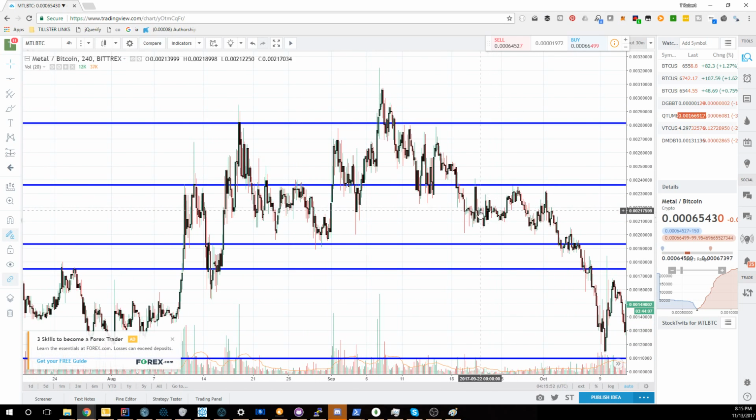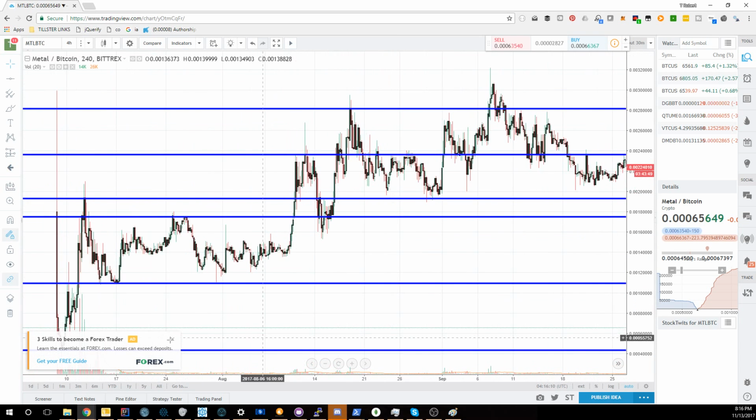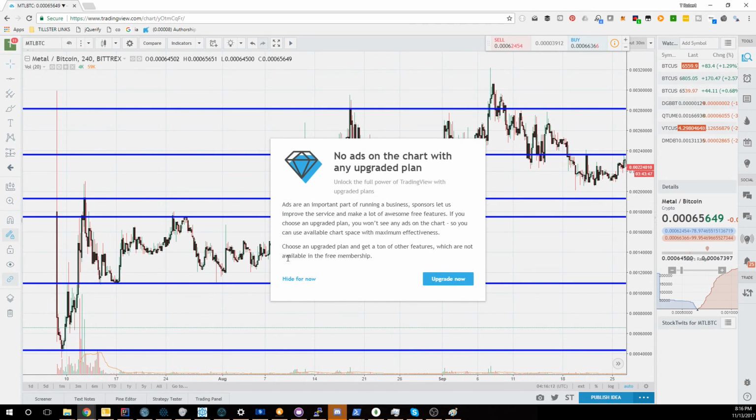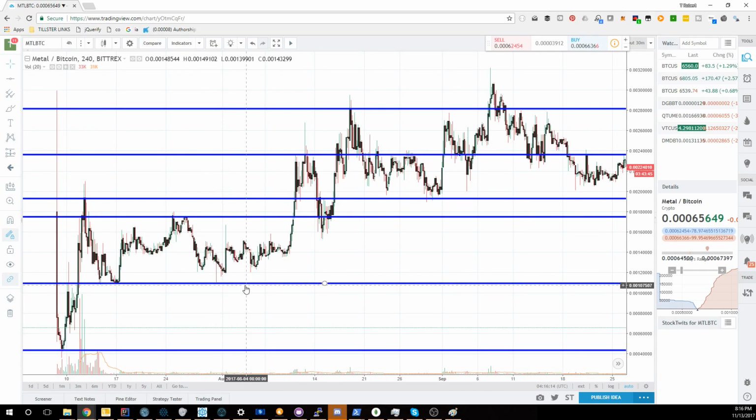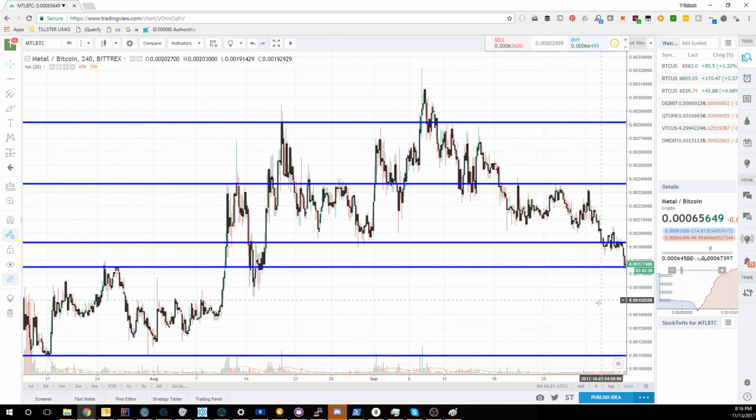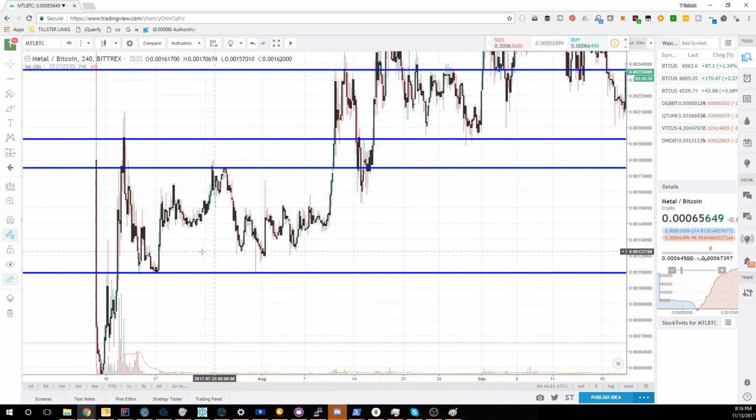Now, what happened later after that? Well, it came down and it broke through support. Support became resistance right here. Resistance. Came down, paused at the support level, busted through support. Where did it come down to? What's this line right here? Support line. Yeah. This support line right here.